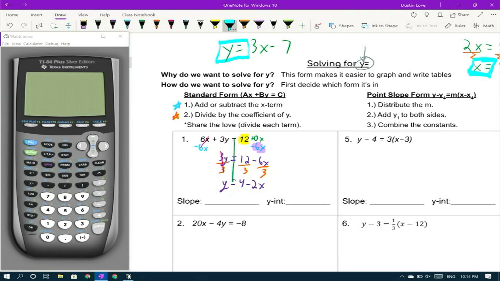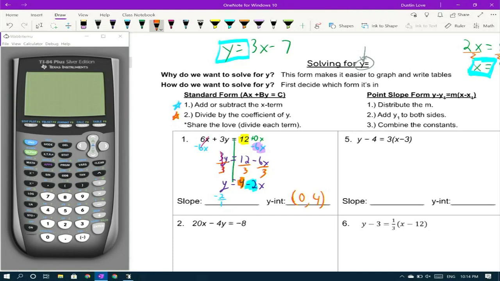Now, let's go ahead and see what our slope and y-intercept are. Remember, the slope is the number in front of x, the coefficient of x. So it is negative 2 over 1. The y-intercept is the constant term, which is, in this case, the 4. So our y-intercept is (0, 4).